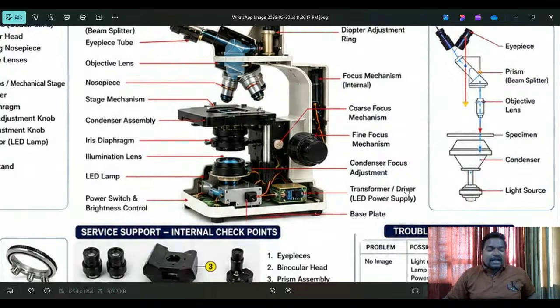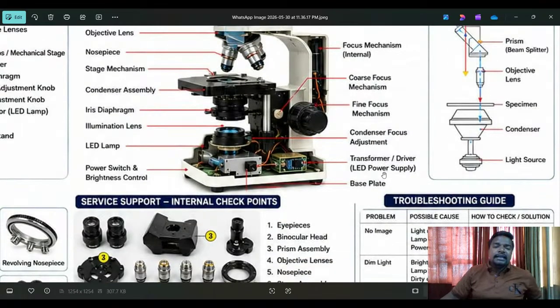This is if you have to practice before performing on the medical equipment. Okay, I hope you got it very clearly. I hope I have explained very well, and many things I have explained here that are not available in the society. Okay, next, transformer, driver, LED power supply and base plate.